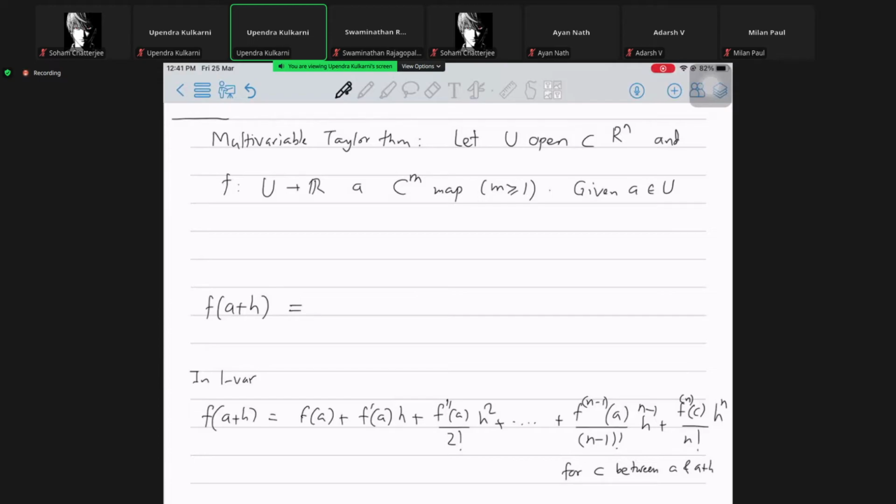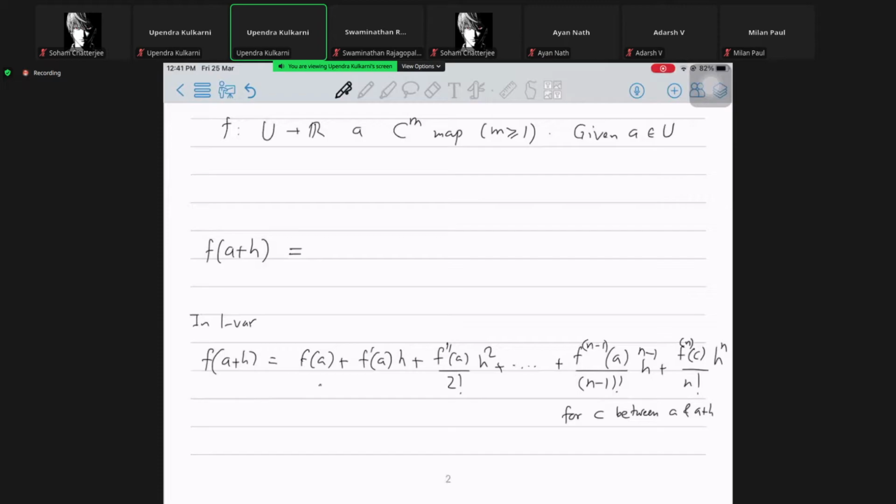And then what should happen? Let's just look at the first step. This is all still rough. So how to change this in many variables? f of a will stay f of a, but what will happen to that f prime of a times h term? How will that term change?